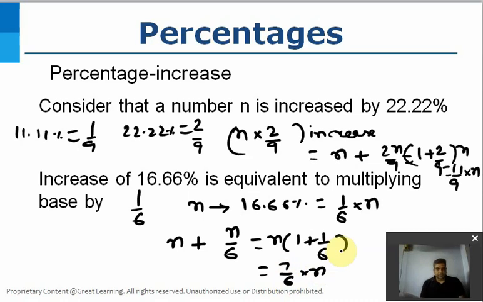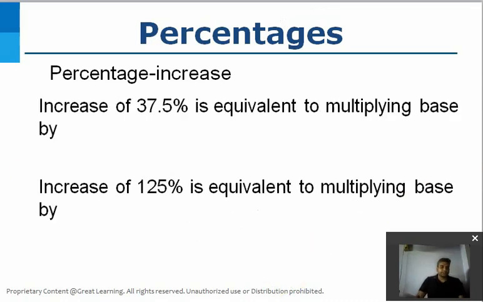16.66%. Right? So you can see that in the first case the multiplying factor becomes 11 by 9. In the second case the multiplying factor becomes 7 by 6. The original number into a particular number is the resulting number. So the multiplying factor is nothing but the final number. The original number is multiplied by what to get the final number. So these two are multiplying factors in this case. Right?